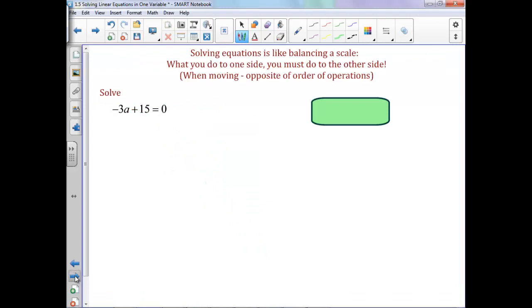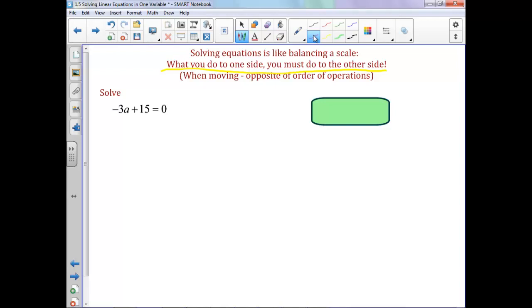Alright, so when we solve equations, it's like balancing a scale. What you do to one side, you have to do to the other side. And this is key: when you move from one side of the equation to the other, you want to go in the opposite order of operations. So this first one, last in order of operations was addition and subtraction, so that means it's first here.